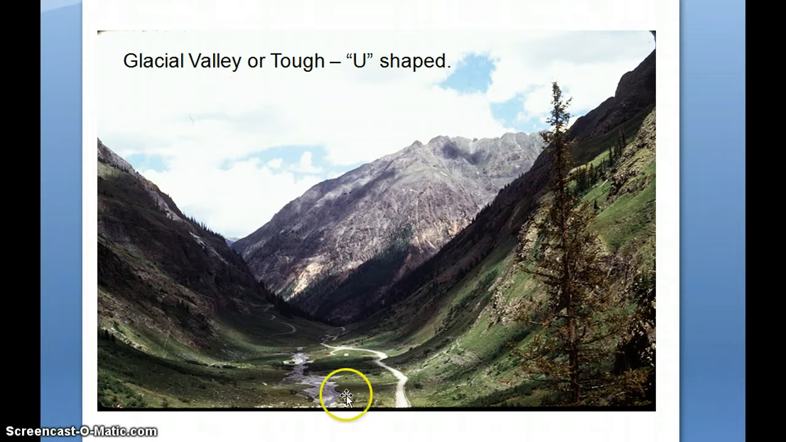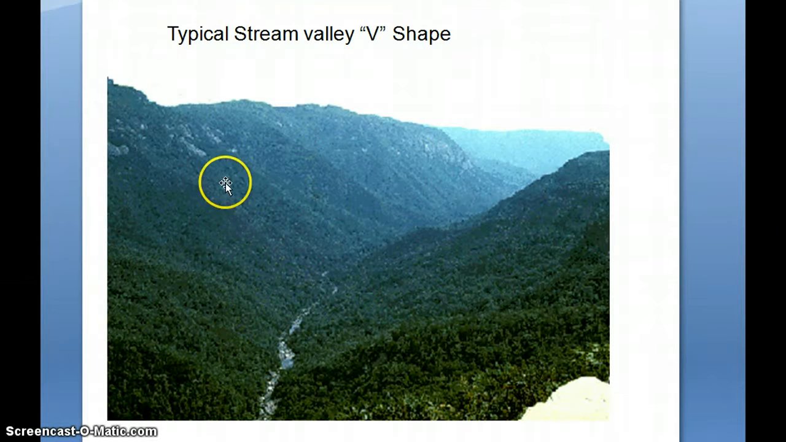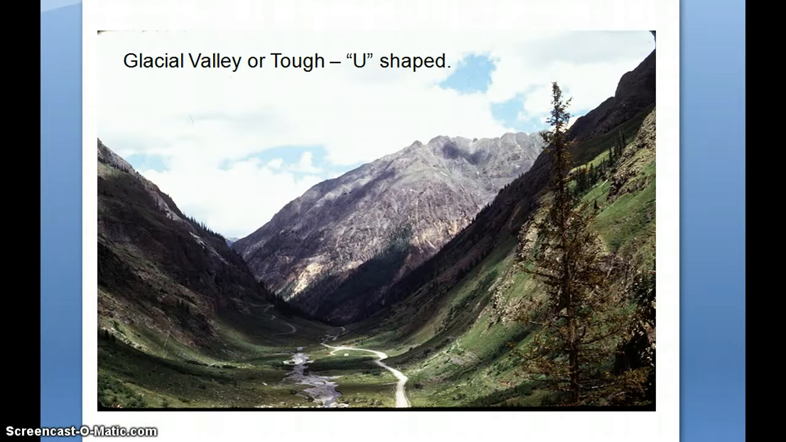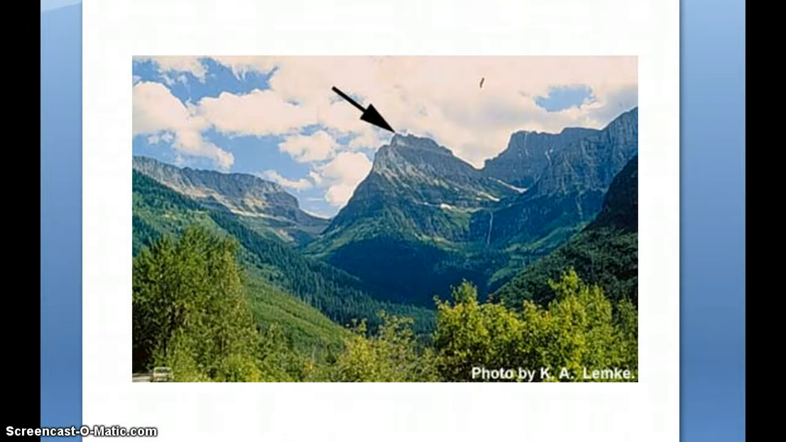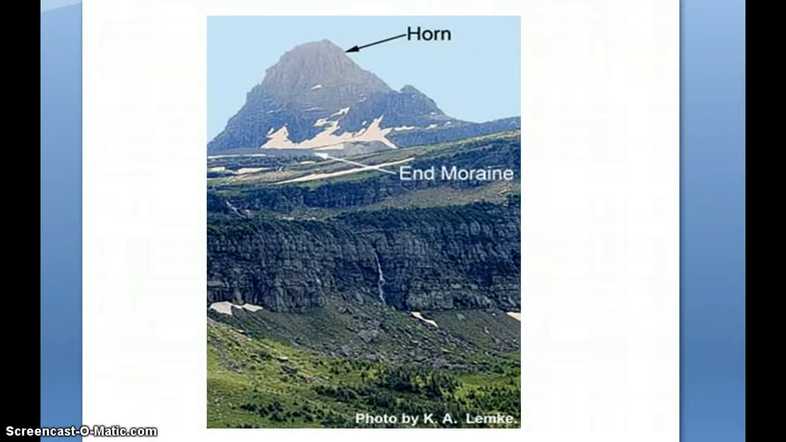A glacial trough, just a nice example of a U-shaped valley, and often glacial troughs such as this one are now being eroded by regular fluvial erosion. And a fluvial valley or a river valley is much more V-shaped. Glacial troughs are U-shaped. Another example of an arête, and this would be a horn.